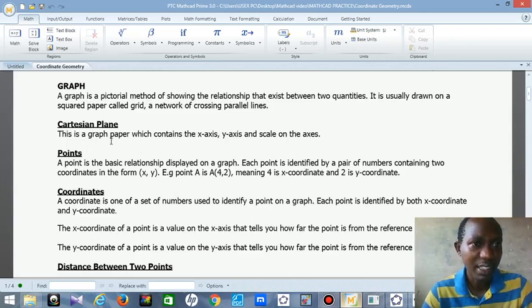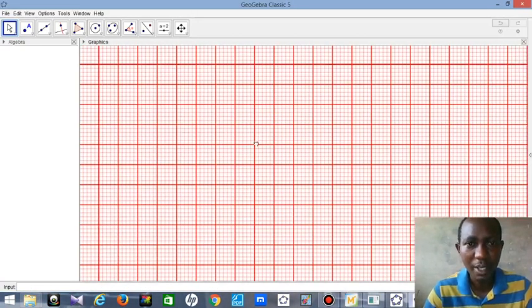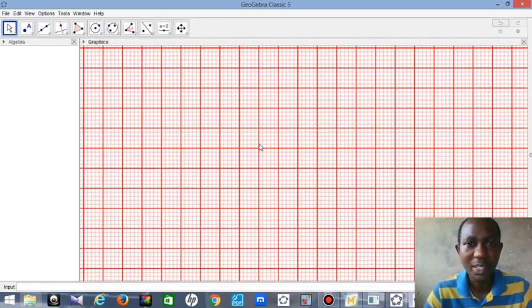So a Cartesian plane is a graph paper. Not just ordinary graph paper now, but a graph paper which contains the x-axis, the y-axis, and the scale on the axis. When you have a complete graph paper, for example like this, you cannot call it a Cartesian plane because it does not have a reference point.